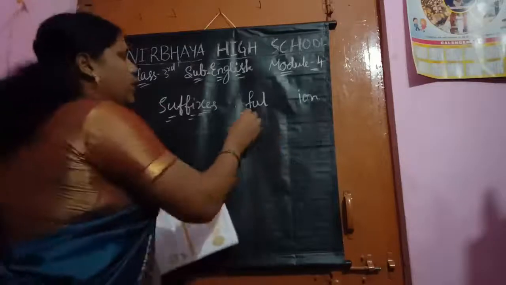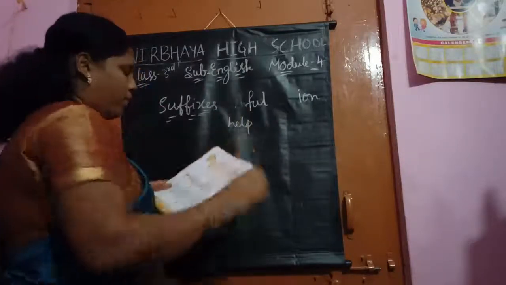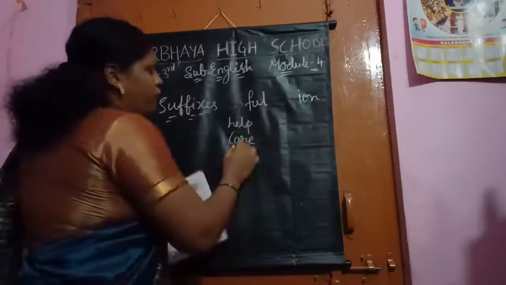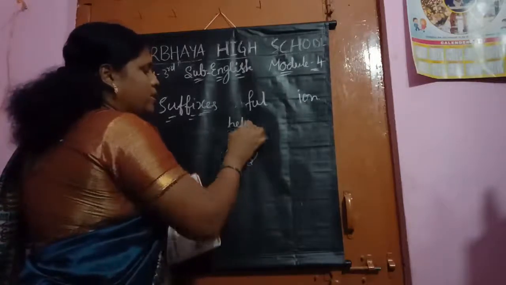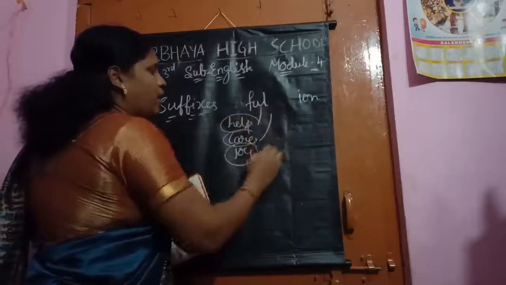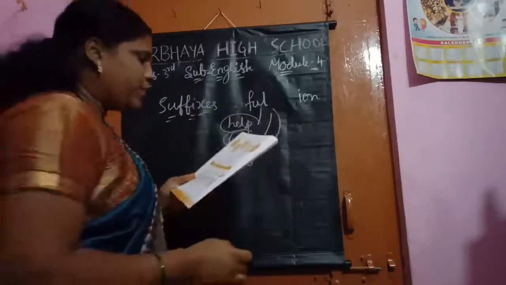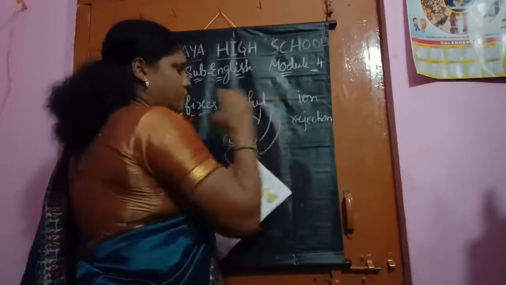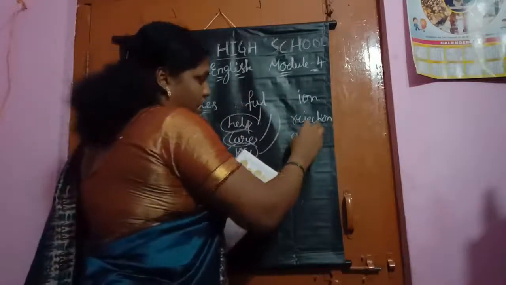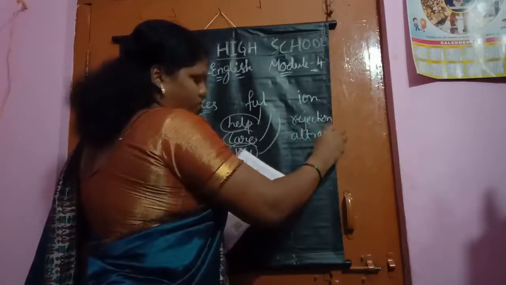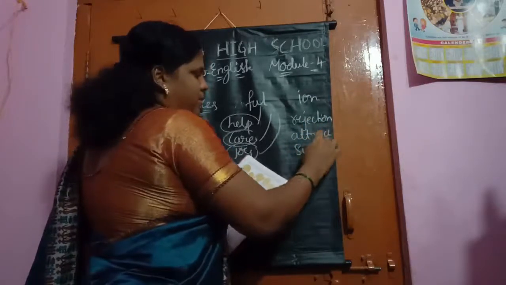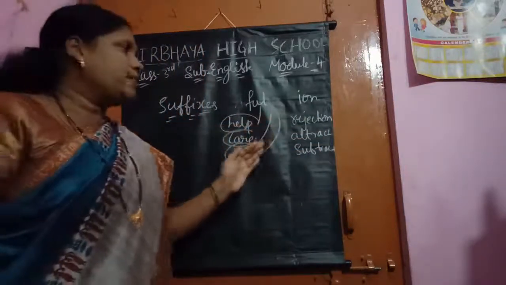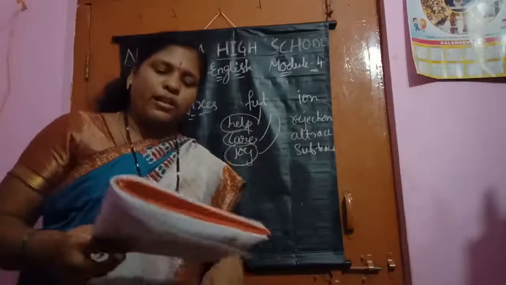See here. Helpful. Careful. Joyful. These 3 balloons will match to the full. Then see here. Rejection. Attraction. Subtraction. Yes, children, these 3 balloons match to the ION. Check it properly and do it in your workbooks, children.